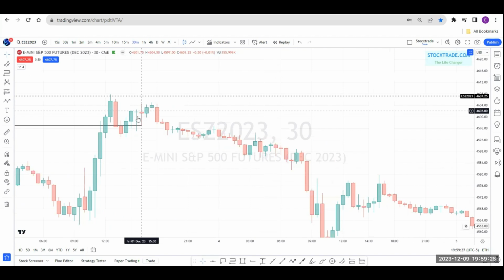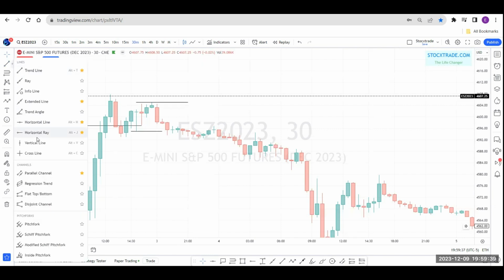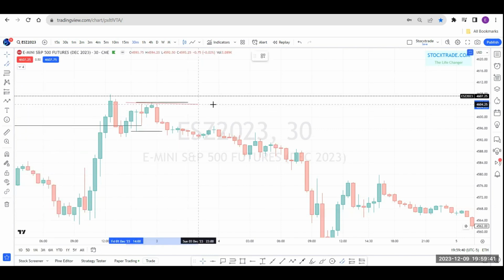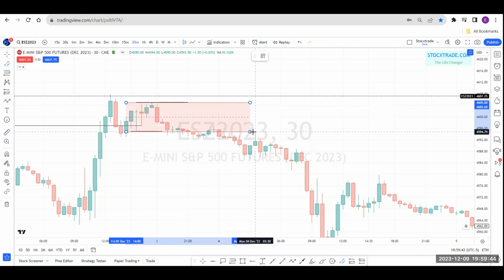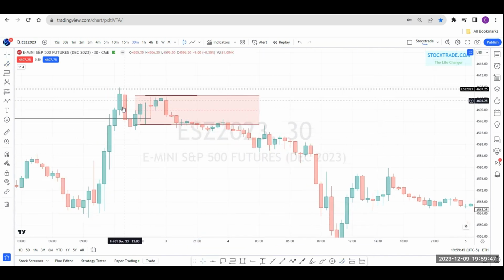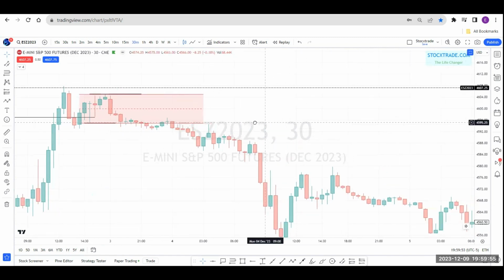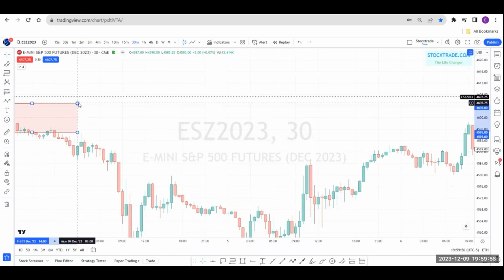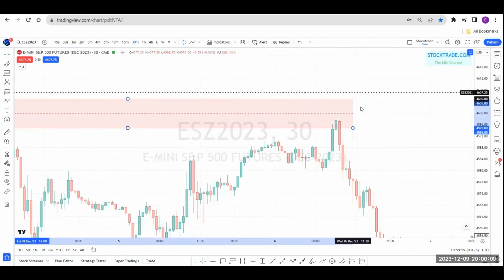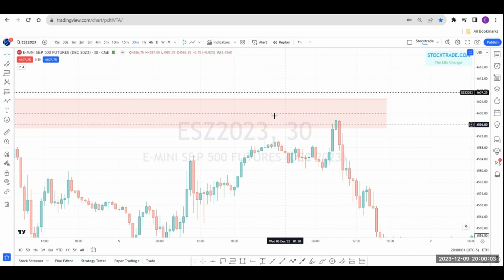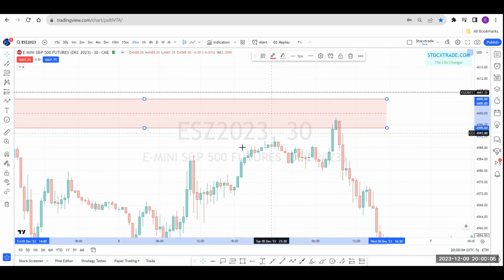This doji candle. So where is the retracement? Your bottom is here and your top is here. So for simplicity, you can mark the whole area as your supply zone. Why am I marking this? Because it is already tested. So now your fresh zone is here, not this one. So now I will extend it, and I will take the sell from this supply zone.